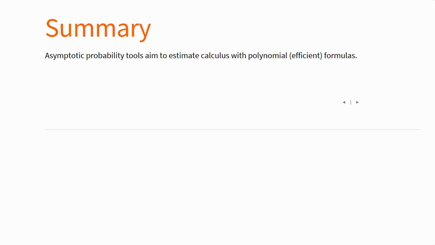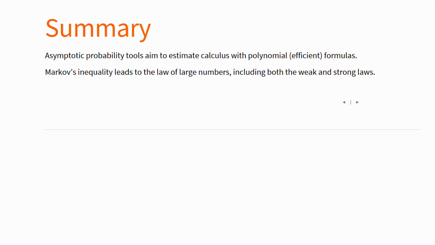So, as a summary, asymptotic probability tools aim to estimate calculus with polynomial formulas, which is more efficient. The Markov and Chebyshev inequalities lead to the law of large numbers, including both the weak and the strong laws. These theorems have notable consequences for the binomial and normal distributions, as seen in the next lesson.